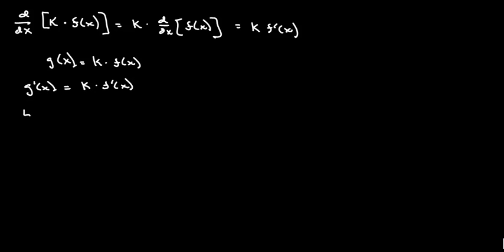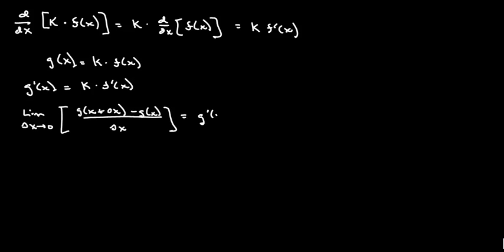Okay, so the limit as delta x goes to 0 of the difference, g of x plus delta x minus g of x over delta x, that is by definition g prime of x. Now we need to show that this is the same as this. So what we're going to do is some substitution. So the limit as delta x goes to 0.